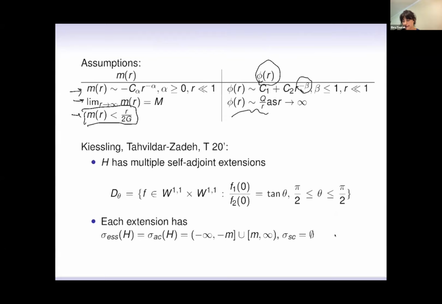H still has multiple self-adjoint extensions. All these extensions come as a restriction of our H star, the adjoint operator, to this D delta, where D delta is defined as those functions such that the component at zero has to have a constant value. And each extension also has the expected spectrum. So then we ask, is there any way to actually save the self-adjointness? Okay, we couldn't do that, but can we do something?